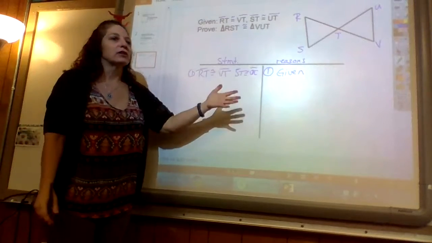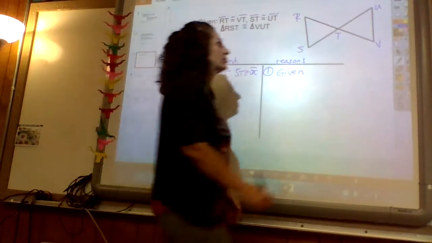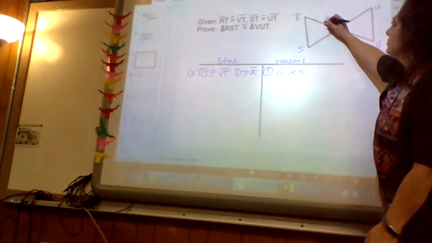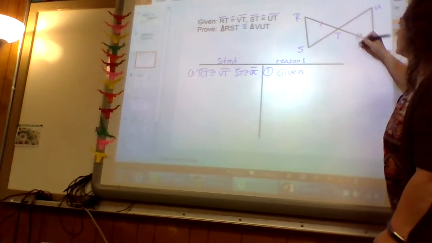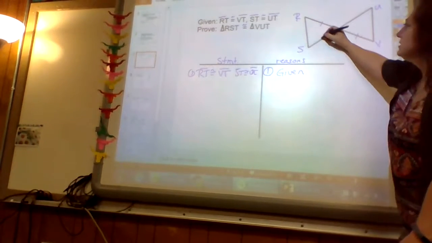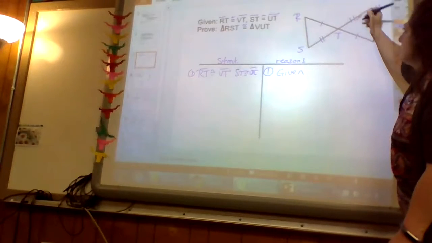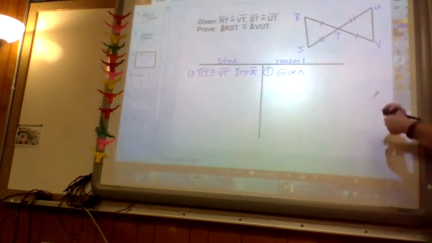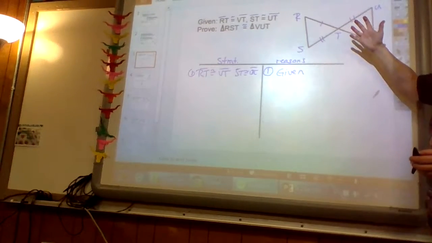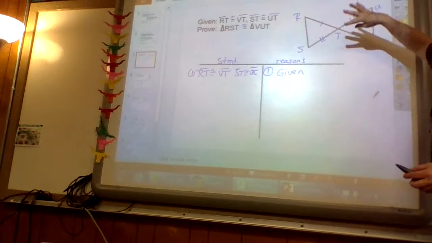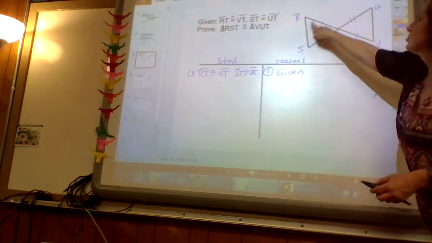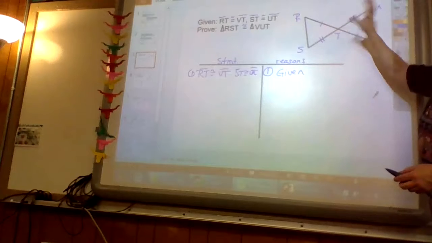once I have the given written, let me mark in the picture what belongs there. So RT, we'll put one tick mark, VT, one tick mark, ST, UT. So if these triangles are congruent, then it's not a reflection. Can y'all tell that from the marks? That it would be a rotation, because this would have to move over and match up with that one. Okay.